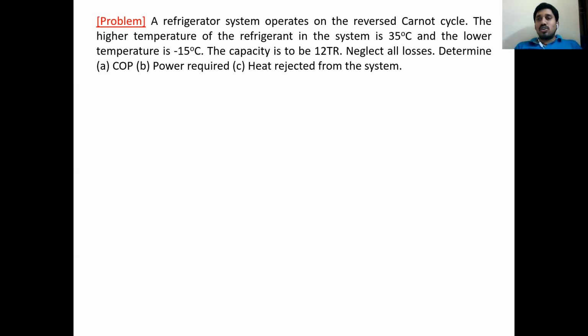Neglect all losses. No need to mention this point. Reversed Carnot cycle means there are no losses. The system should always be perfect and ideal. No need to mention that point, but they mentioned it: neglect all losses.